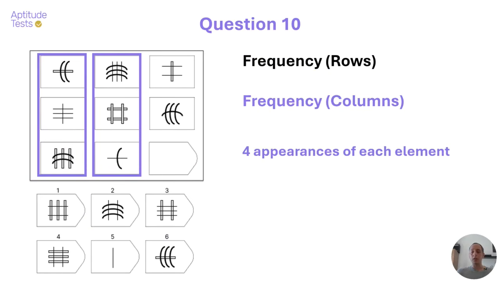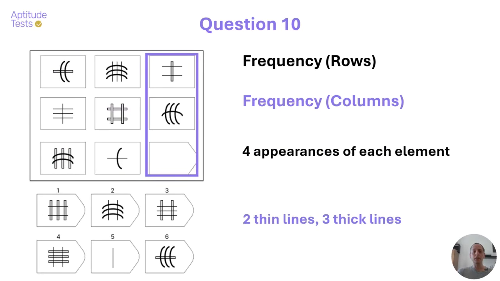If we look at the columns, we see a different frequency pattern. This time we're talking about 4 appearances of each element. So looking at the crescents, we have 4 crescents in each column. We also have 4 thin lines and 4 thick lines for each column. Again, we're looking only at the column this time. And again, looking at the rightmost column, this means that if we need to complete to 4 instances of each element, then we're going to have no crescents. We're going to have 2 thin lines and 3 thick lines.